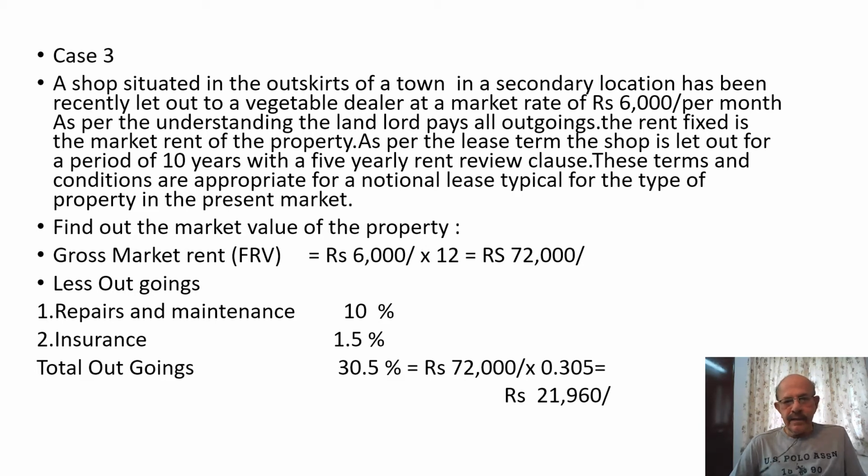Gross market rent is equal to rupees 6,000 into 12, which is equal to rupees 72,000. Less outgoings: 1. Repairs and maintenance 10%. Insurance 1.5%. So total outgoings is equal to 30.5%, which is equal to rupees 72,000 into 0.305, which is equal to rupees 21,960.